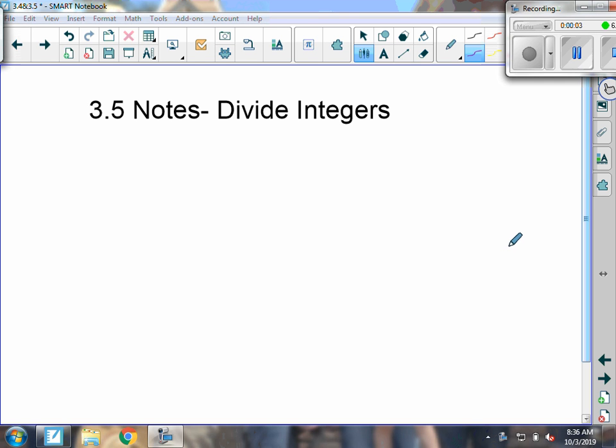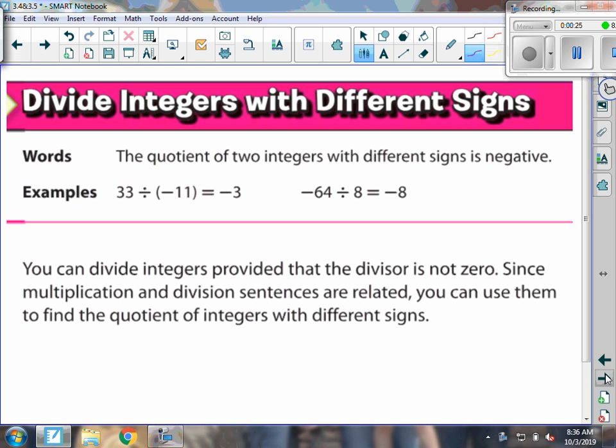Today we're going to talk about dividing integers. The exact same rules apply for dividing integers as do multiplying integers. So remember, for multiplying, if we have an odd number of negative numbers, our answer is negative. If we have an even number of negative numbers, our answer is positive. So the same thing applies to division.